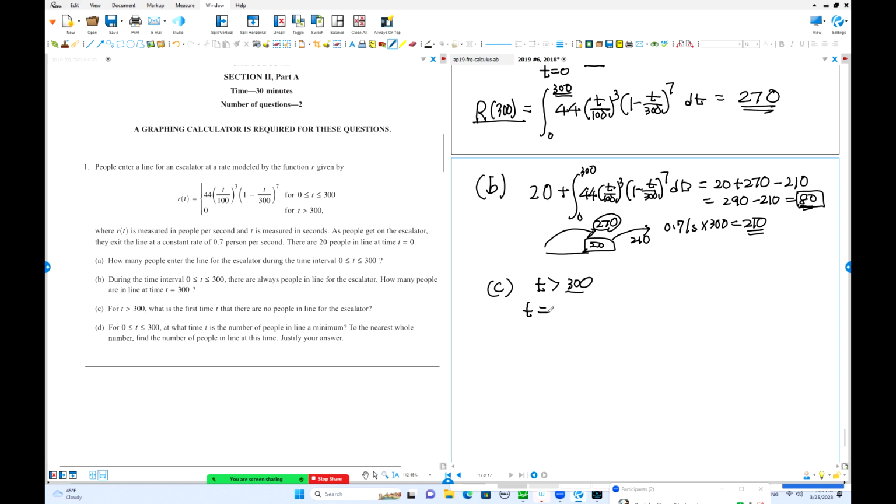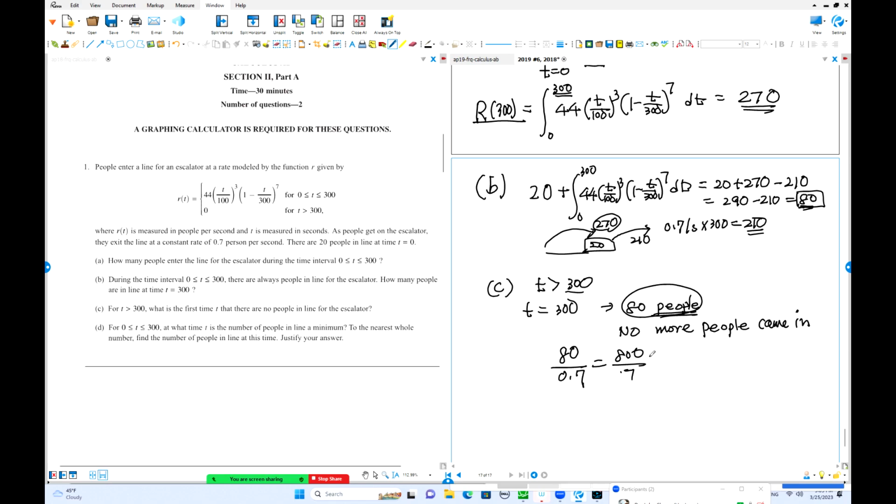T equals 300. Choice B over here. We still have 80 people on the escalator. Okay, no more people coming in, because the door is closed. So only 80 people. But these 80 people leave at 0.7 people every second, okay? To find how long for 80 people to leave, we can divide by 0.7 people. So 80 over 0.7 over here.